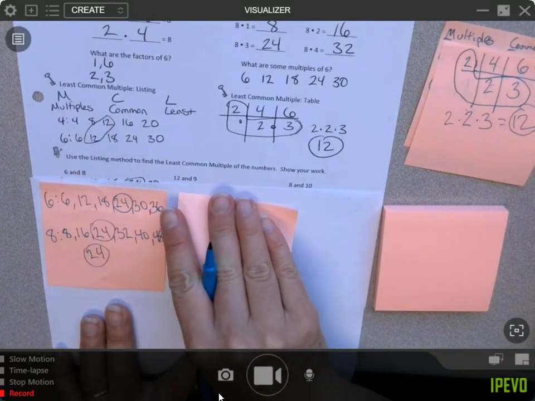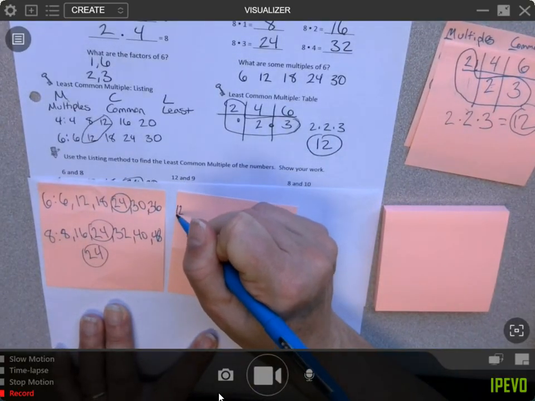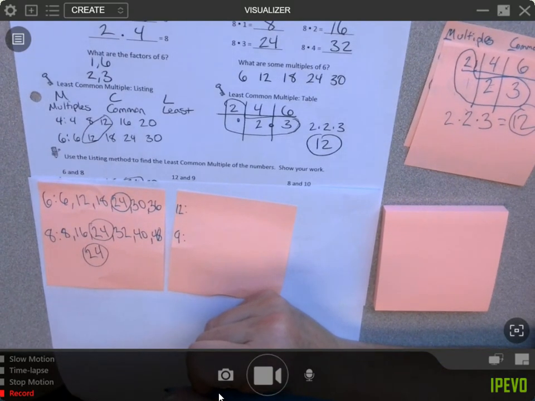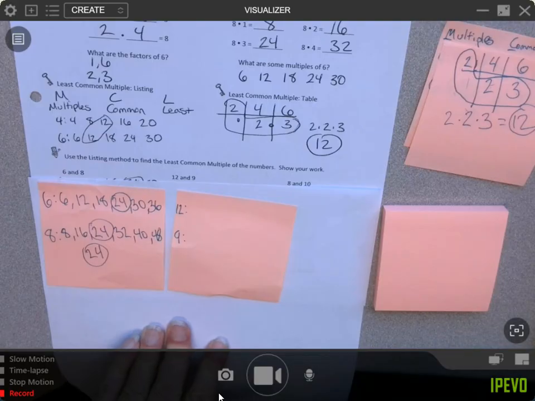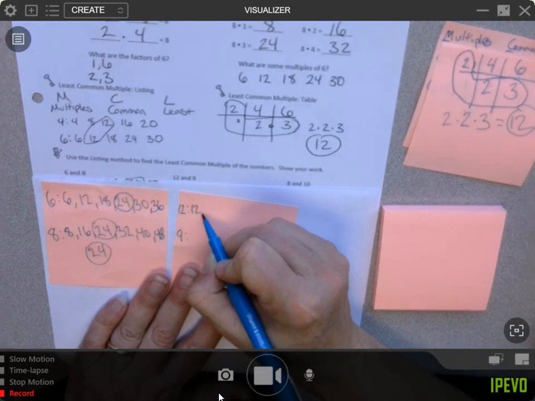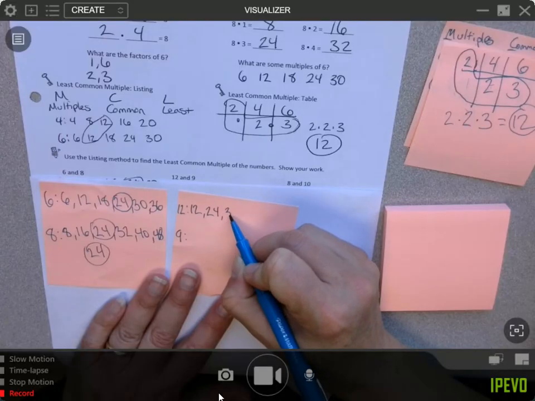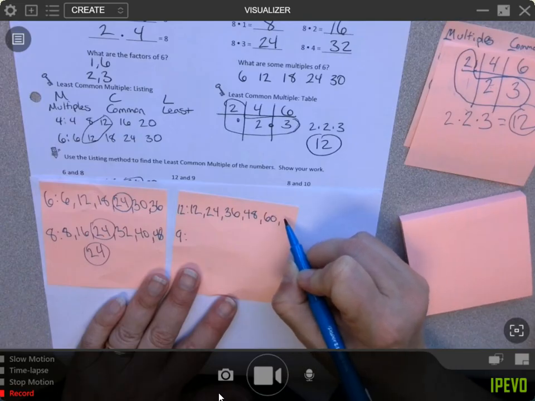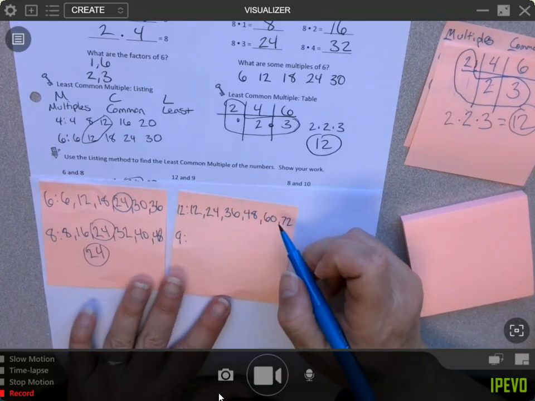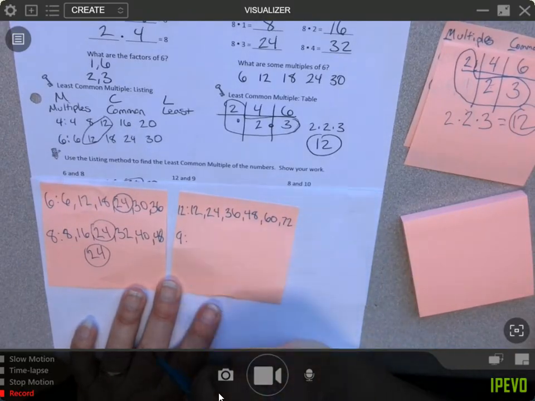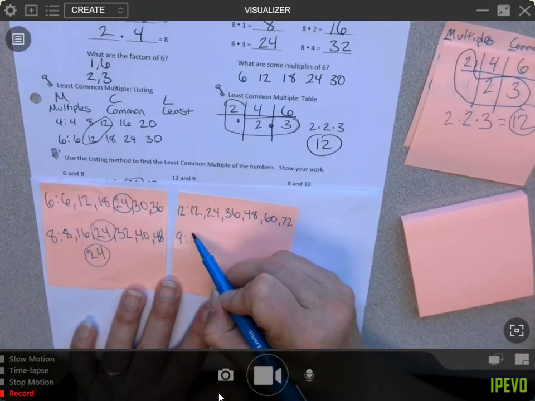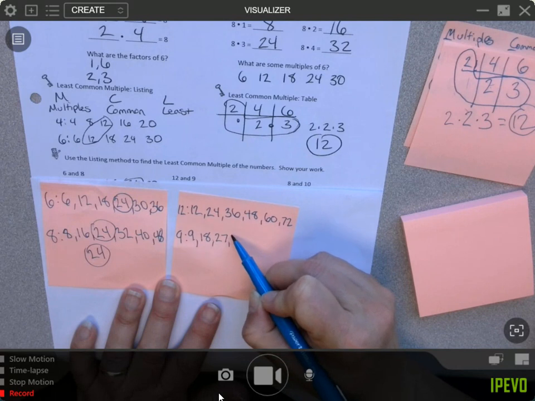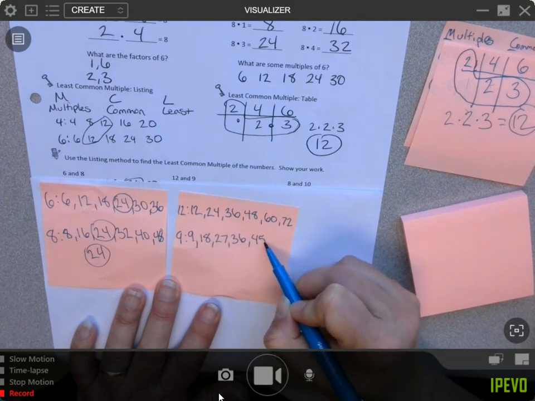Let's look at 12 and 9. What's my first step? Natalie, what's the first step going to be? Yeah, multiply by 1, then by 2, then by 3, then by 4, by 5, by 6. Remember, you can use your assignment notebooks for this. For our 9s, first step, multiply by 1, by 2, by 3, by 4, by 5, by 6.